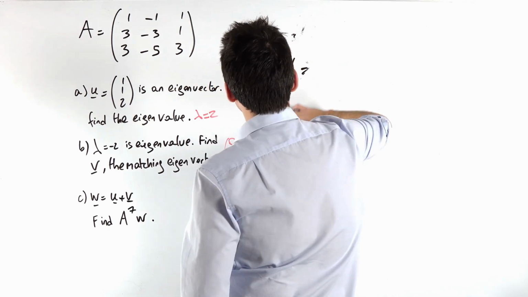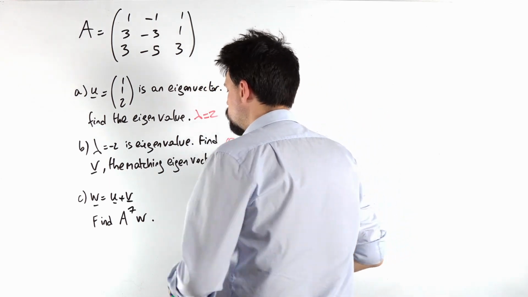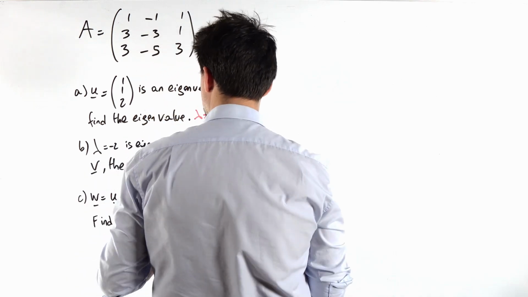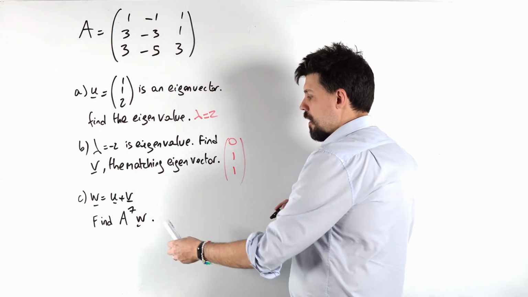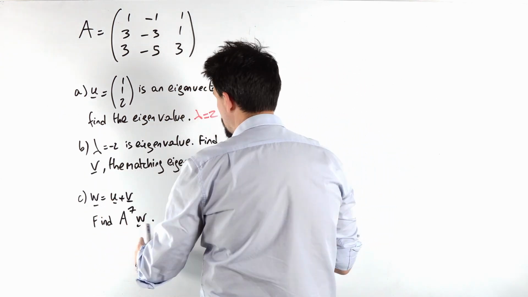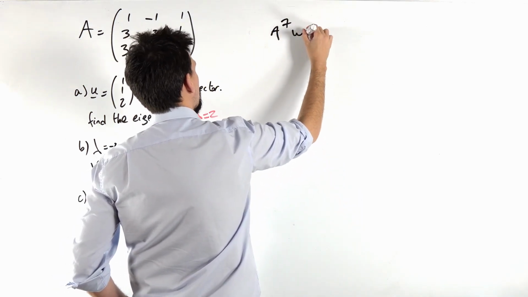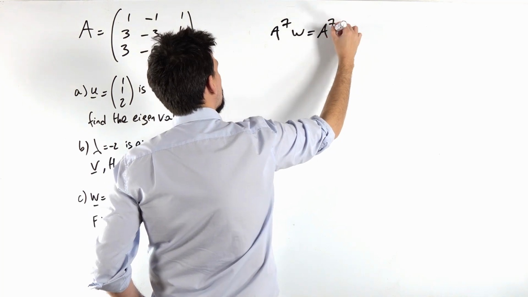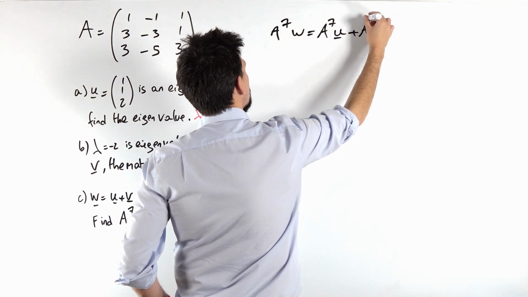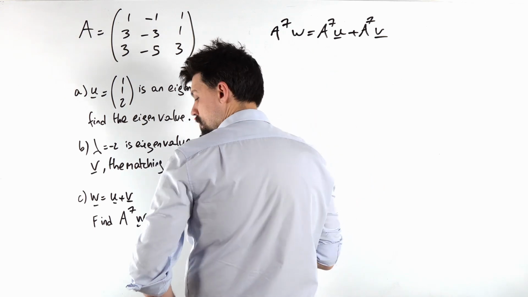Right, let's get some board space. Bigger boards just mean bigger questions. Right, now, A to the 7 times w. Well, let's just see what that means in general, right? A to the 7w is A to the 7u plus A to the 7v, where u and v are my 2 vectors.